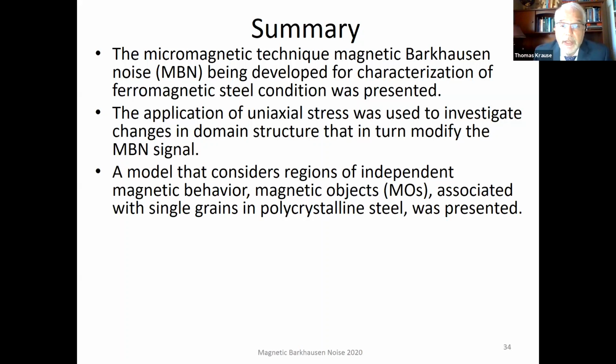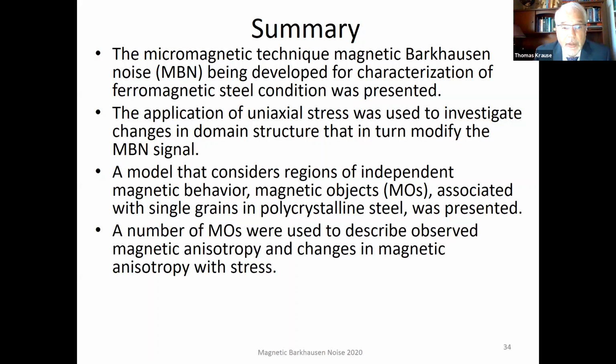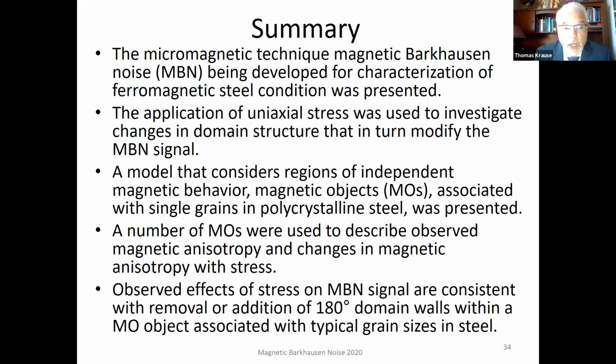We consider a model that considers regions of independent magnetic behavior, magnetic objects associated with single grains in the polycrystalline steel. And a number of these magnetic objects were used to describe observed magnetic anisotropy and changes in magnetic anisotropy with stress. And the observed effects of stress on Barkhausen noise signal are consistent with the removal or addition of 180-degree domain walls within a magnetic object associated with typical grain sizes in steel.